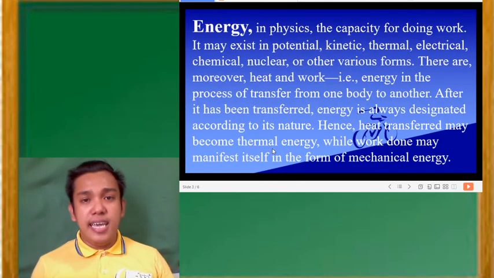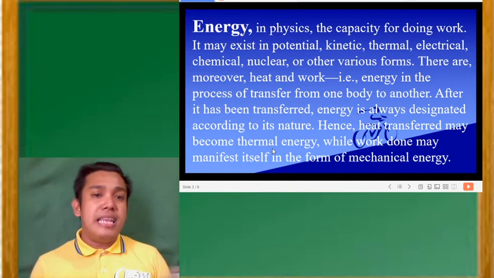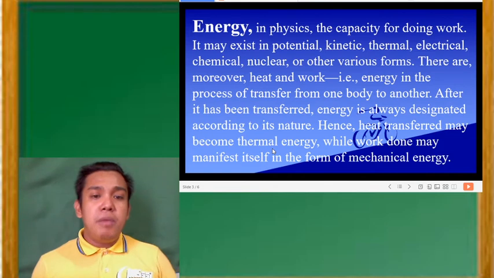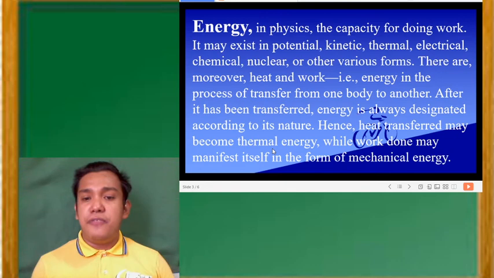Then again, energy in physics is the capacity for doing work, or the capacity to do work. It may exist in potential, kinetic, thermal, electrical, chemical, nuclear, or other various forms. There are moreover heat and work, examples of energy in the process of transfer from one body to another. After it has been transferred, energy is always designated according to its nature. Hence, heat transferred may become thermal energy, while work then may manifest itself in the form of mechanical energy.